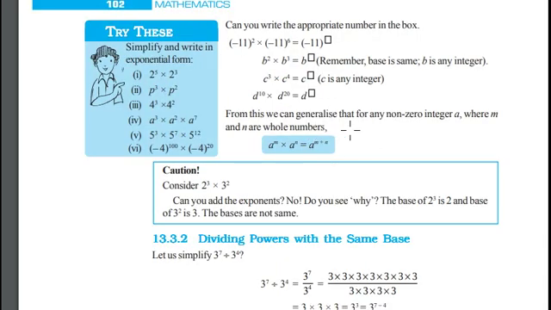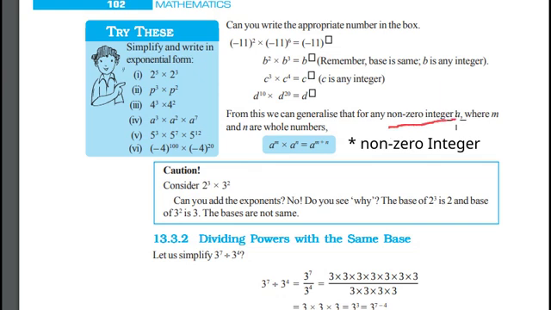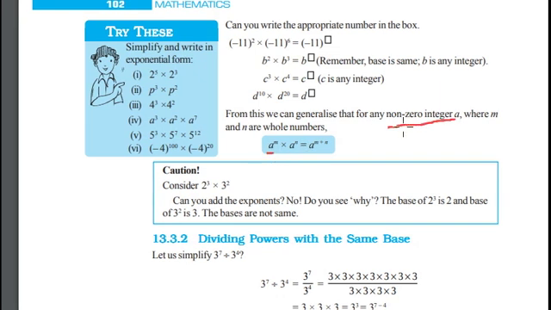We can generalize this form for any non-zero integer a. A is the base where m and n are whole numbers, starting with 0 and all natural numbers. This could be written as a to the power of m times a to the power of n is equal to a to the power of m plus n. Base should be same. Exponents could be same or it may be other number as well.